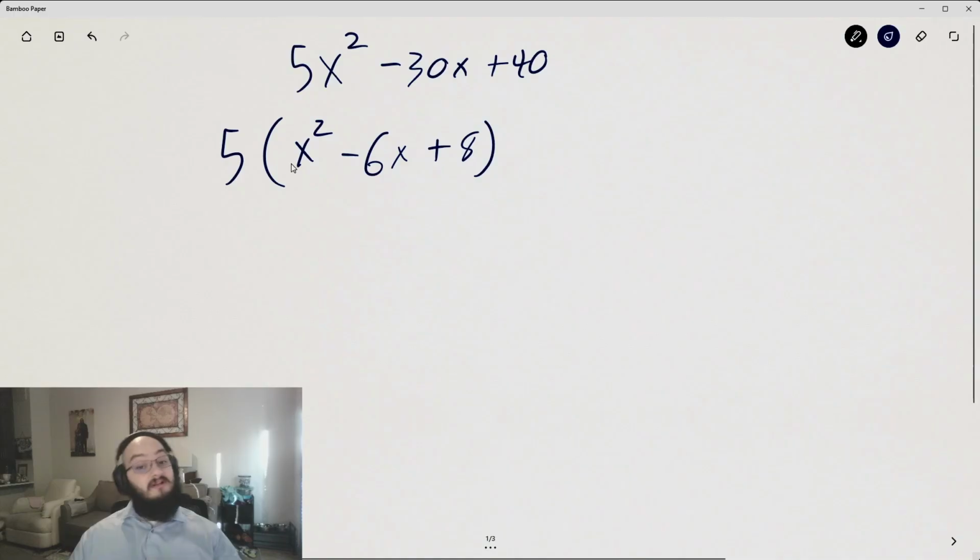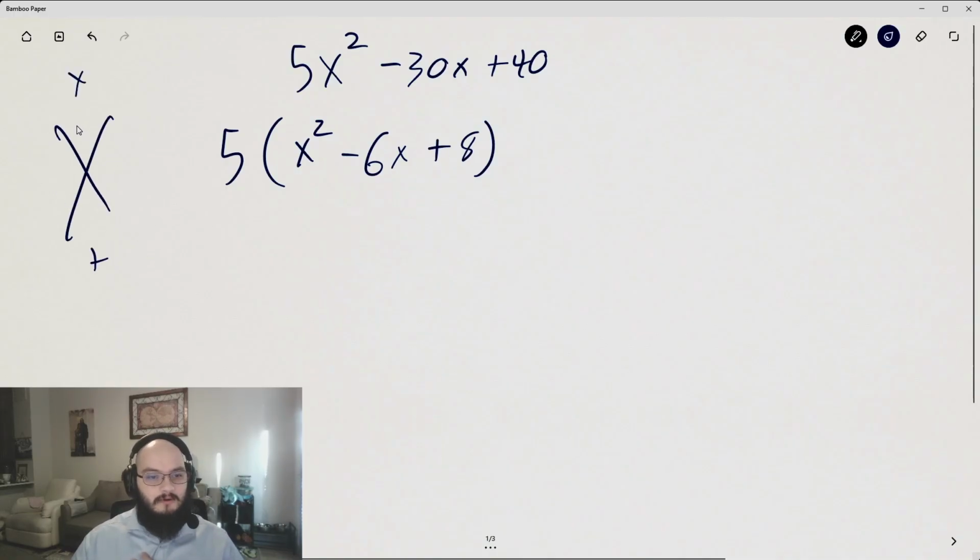Now, we need to check and make sure that this quadratic can't be factored any further. So let's see. Are there two numbers that multiply to make 8, but add together, not to negative 8, but add together to make negative 6? And indeed, there are. We know that they both need to be negative because our 8 up here is positive. Negative times a negative makes a positive.